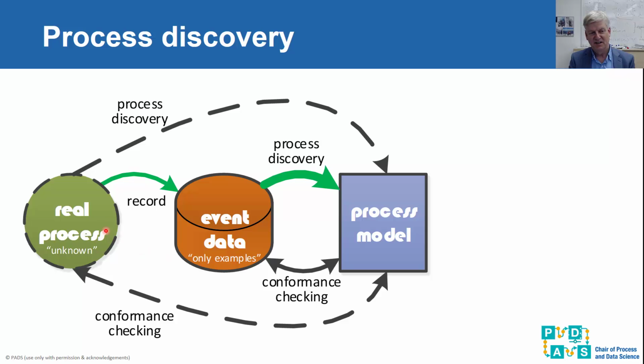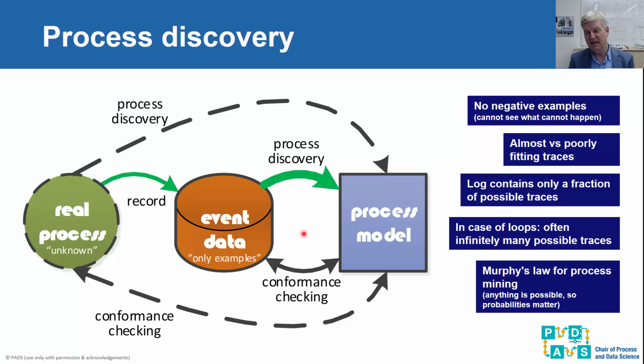So we have the real process that nobody really can touch, nobody really can see. This real process leaves event data. Note that we only see example executions. We do not see all the things that are possible. We just see the things that have happened. And based on these event data, which are example sequences, we need to learn a process model. That's what we look at.